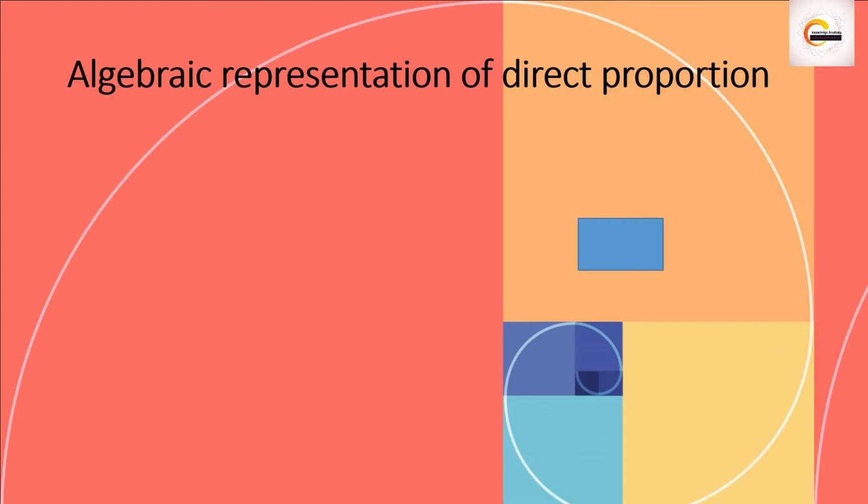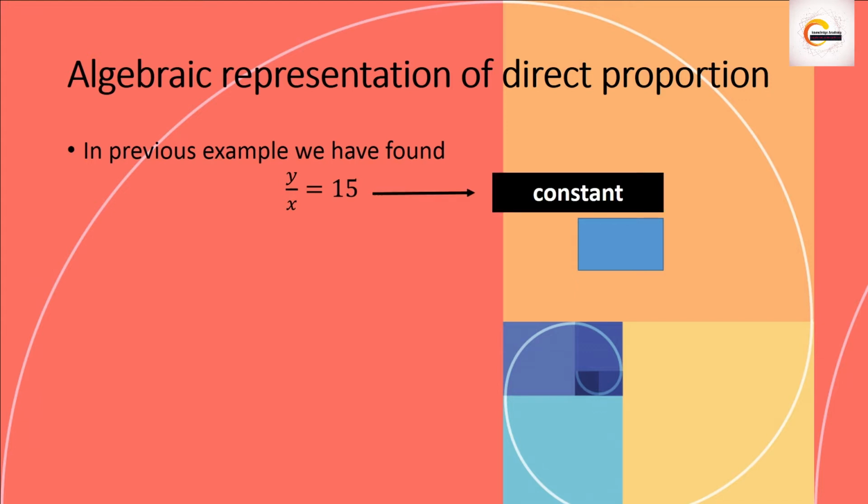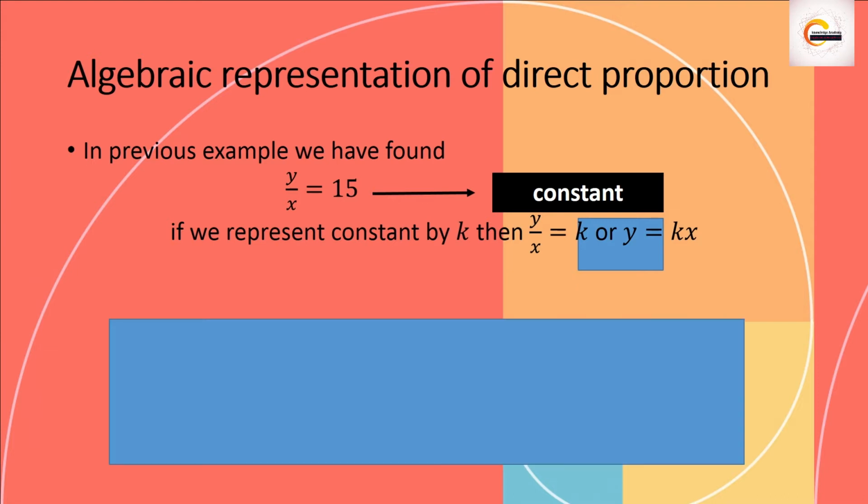Algebraic representation of direct proportion. From the previous example, we have found y upon x is equal to 15. That means the rate was constant. So let's call this number 15 k. If we call this number k, what will happen to this expression? If we represent the constant by k, then y upon x is equal to k, or y is equal to kx.